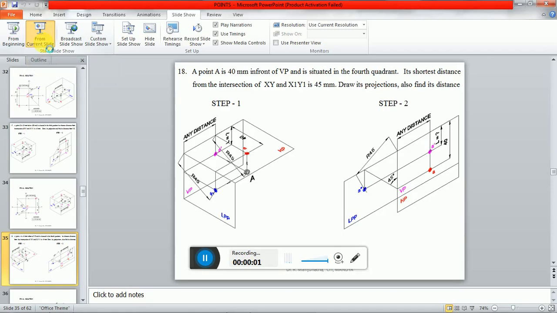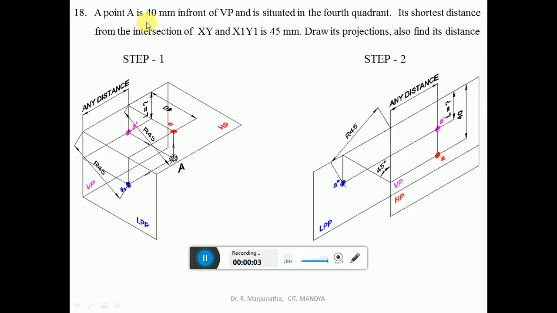A point A is 40 mm in front of VP and is situated in the fourth quadrant. Its shortest distance from the intersection of XY and X1, Y1 is 45 mm. Draw its projections and also find its distance.